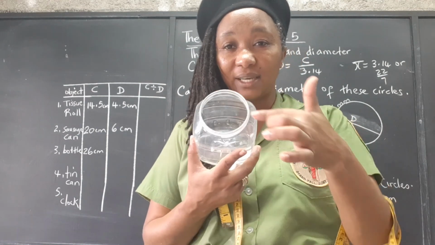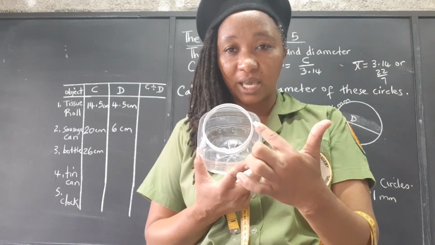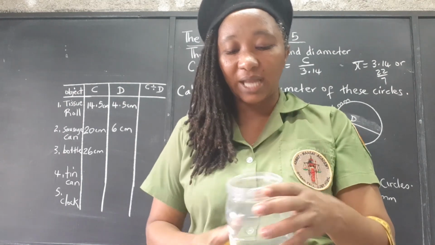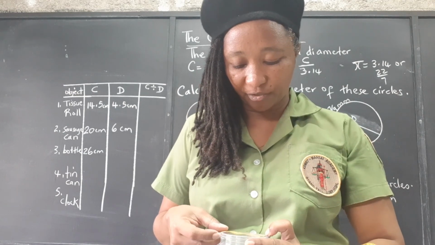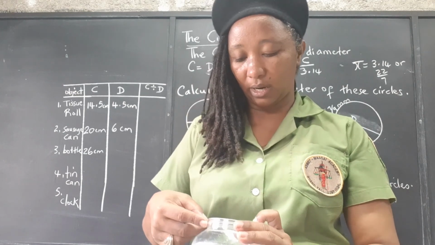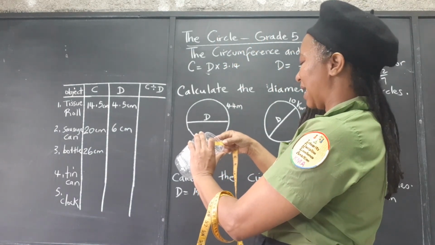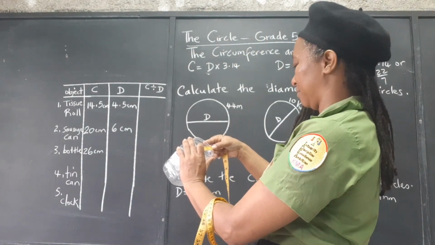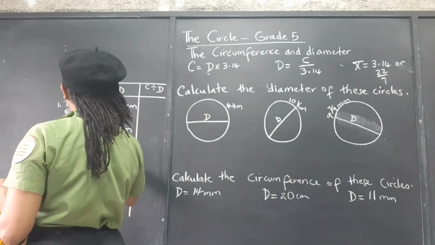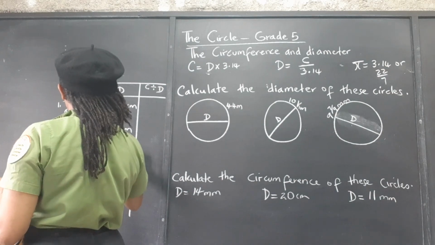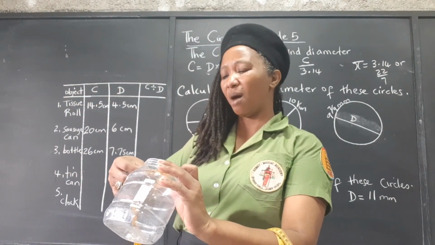So the diameter is the distance from here to here across. The diameter would cut the bottle, the circumference, into two equal parts. It's an estimate, but I'm getting about 7 3/4. Let me round it to that, 7.75 roughly. It's almost 8.